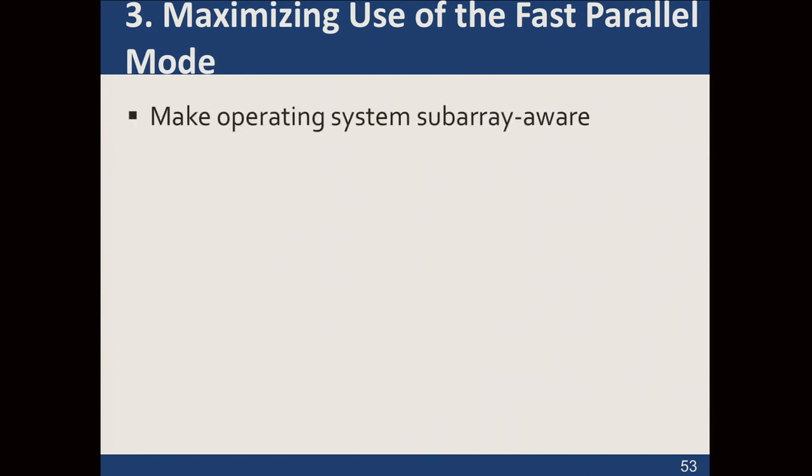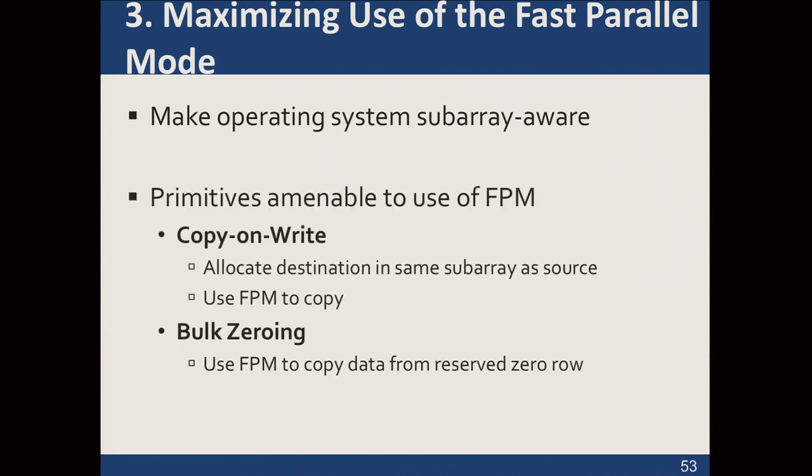And the third point is, how do you maximize the use of this fast parallel mode, maximize the benefits? As I said, you make the operating system subarray aware. And these are two primitives that are used by operating systems that could benefit from this fast parallel mode. As I said, copy on write is a primitive where the operating system needs to copy a shared page between threads if one of the threads is going to write to it.